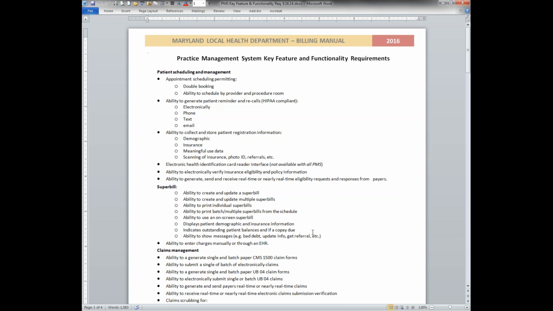Basically, a super bill is what keeps all your codes on it, your most frequently used CPT codes, and sometimes some of your ICD-10 codes. The reason why you want to make sure a practice management system has the capability to print and create multiple ones is because the health departments have multiple programs. So the immunization super bill is done quite differently from the school-based or from the reproductive health or HIV clinics.